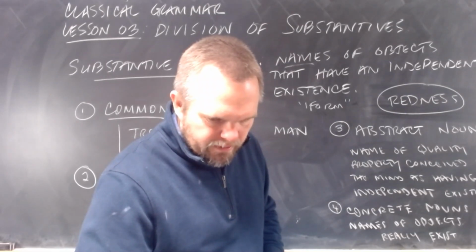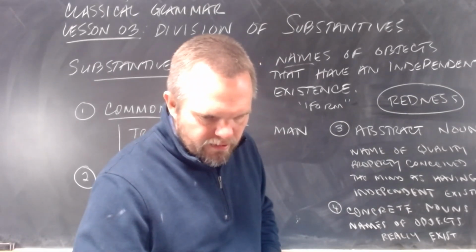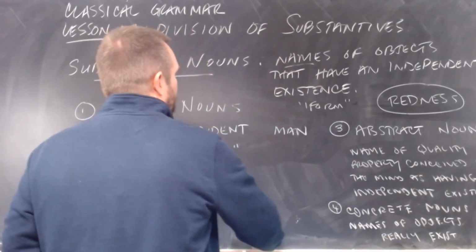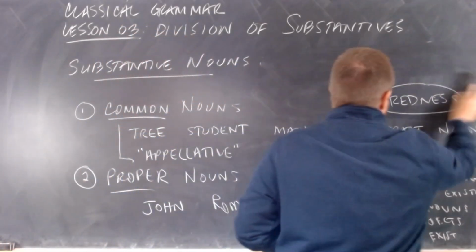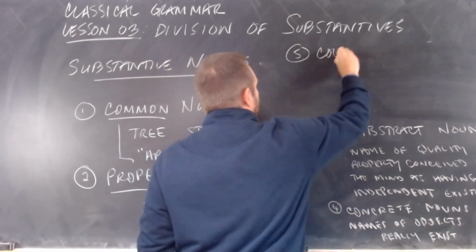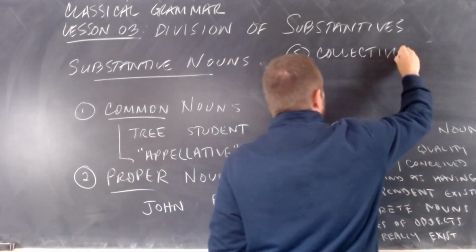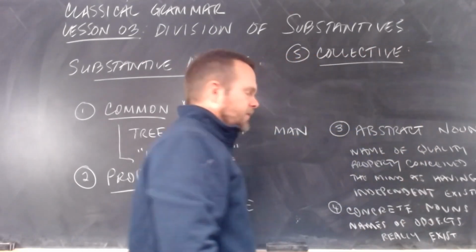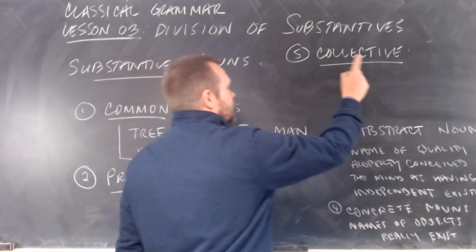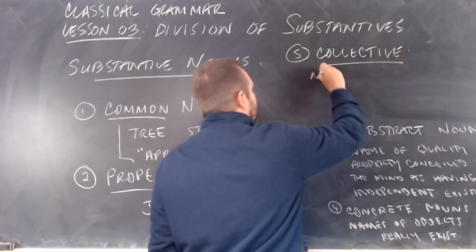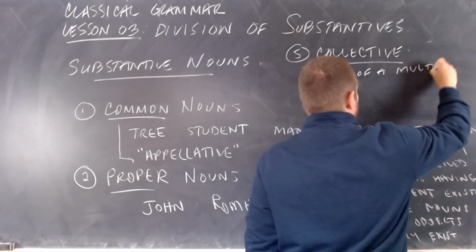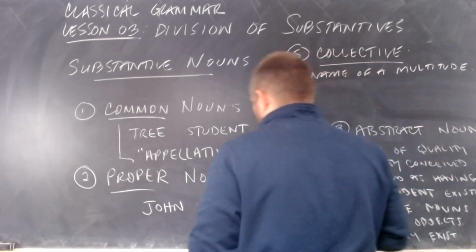So let's keep moving on here. Paragraph 25, we learn of another division of substantives. I'm running out of space up here. I'm going to erase this up top and add number 5 up here. Sorry, that's kind of ugly, but the fifth kind of substantive nouns are collective. Collective substantive nouns. And this is very easy to understand if you just think of a collective substantive noun as the name of a multitude.